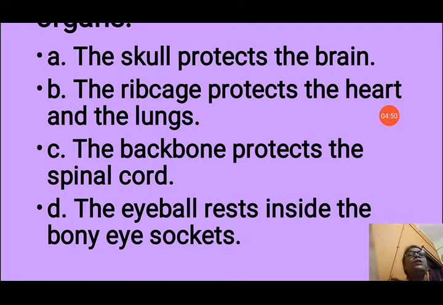The backbone protects the spinal cord. The spinal cord is also a very soft and important part. It is also protected inside the backbone. The eyeball.